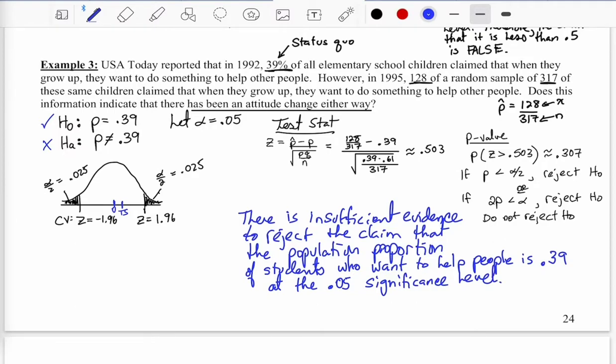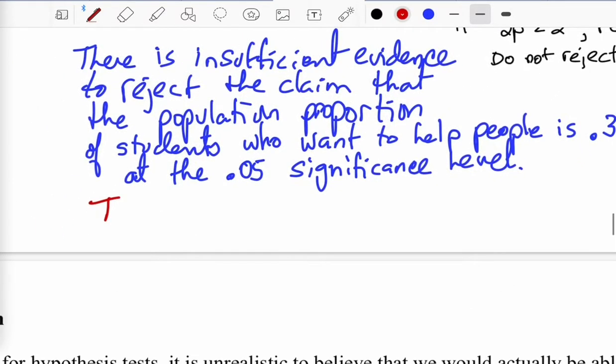All right, so that addresses the null hypothesis. Our first sentence always addresses the null hypothesis. The second sentence answers the question. Does this information indicate that there has been an attitude change either way? Therefore, the claim that there has been an attitude change either way is false. Hold on, I gotta zoom in.